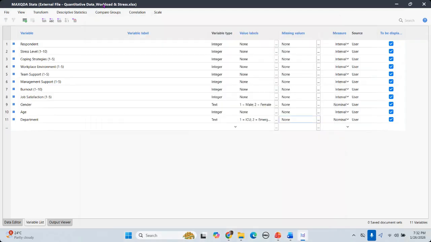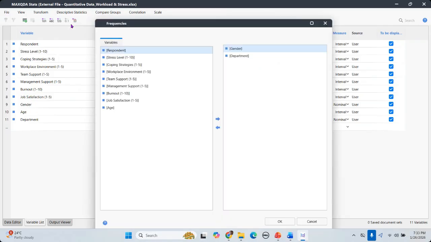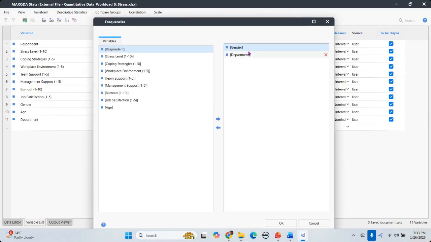I'm repeating again. Go to the descriptive statistics. Choose the type of the test that you want to conduct. I want to conduct frequencies. So I have selected frequencies. And what are the variables I want to check? I want to check with the gender. Second one, I want to check with the department. After selecting the variables that you want to conduct frequencies, just click on OK.